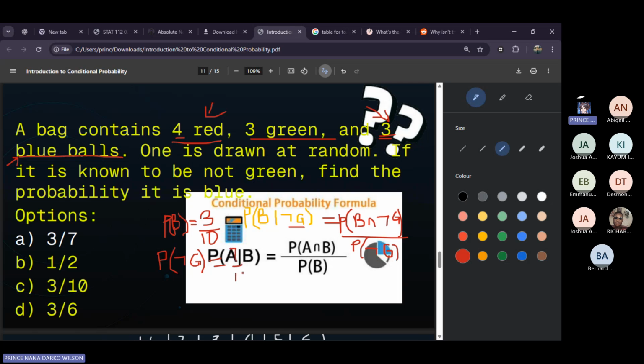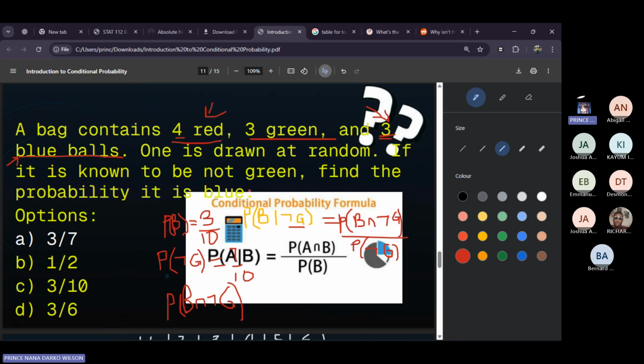Now, the intersection. Since these two events are clearly dependent on each other, seeing as picking one red ball affects your chance of picking a green ball in the next trial, we cannot say red intersection green is necessarily 4 over 10 times 3 over 10. We cannot say that. So the probability of getting the intersection, the probability of blue and not green, we can figure it out this way.